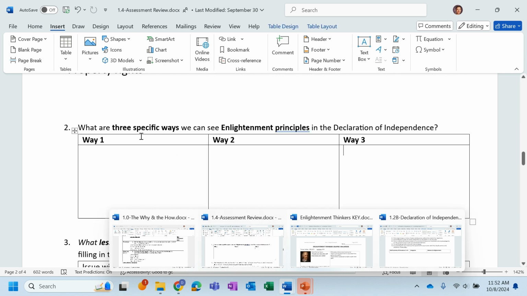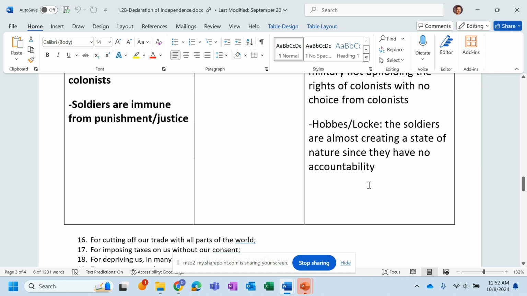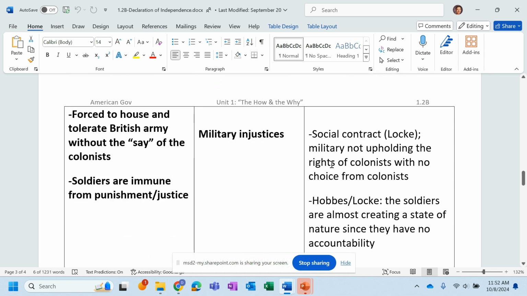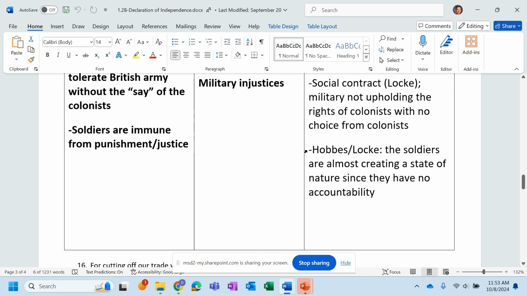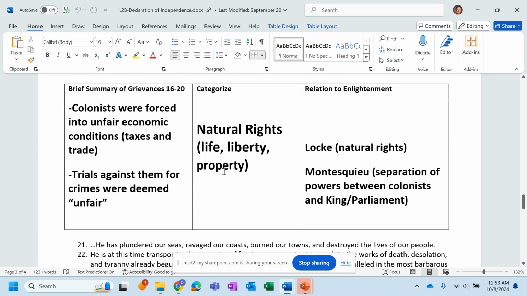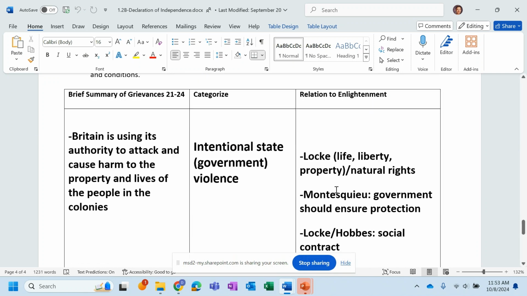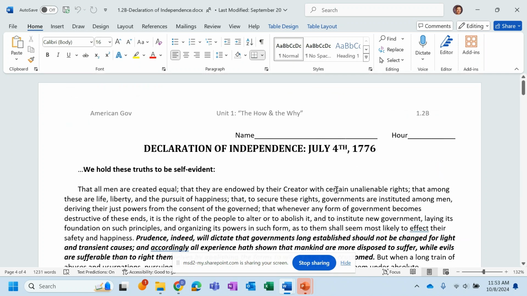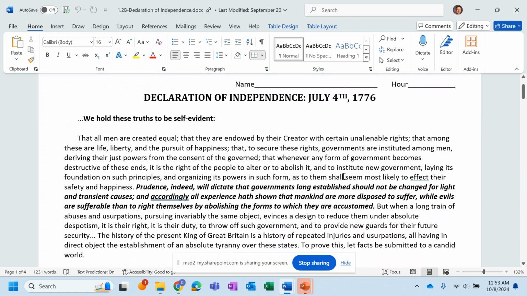Three ways that we see Enlightenment principles in the Declaration of Independence. Again, they're all right here. Take a look at those. We've got the social contract, where they talk about how the military is not upholding the rights of the colonists, with no choice from the colonists. We've got Hobbes and Locke, the social contract. Again, soldiers are almost creating a state of nature since they have no accountability. Talked about Locke's natural rights here. Montesquieu, separation of powers. It's chock full of things. They basically plagiarize this from the Enlightenment philosophers. So knowing the Enlightenment philosophers and connecting them to the Declaration of Independence is going to be a huge thing. I guarantee you're going to see that as a 3.0 or 4.0 question. So make sure you understand the connection between these. They're all right here.